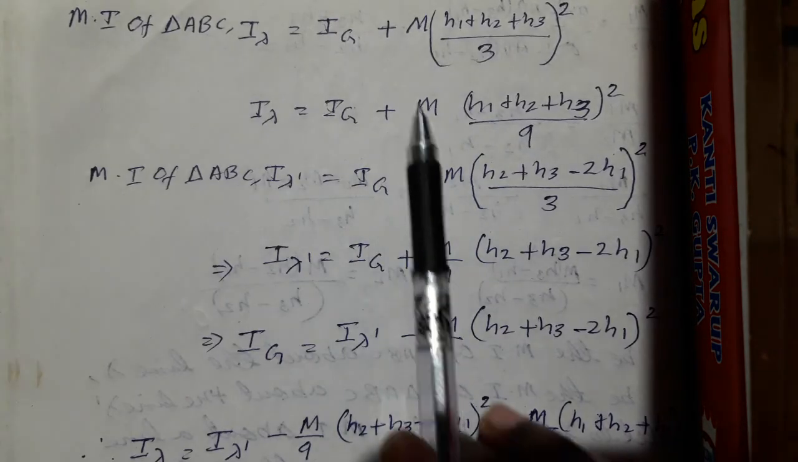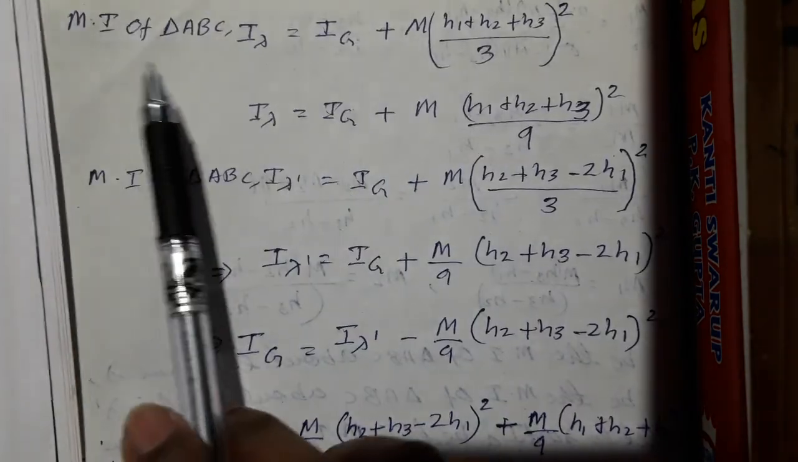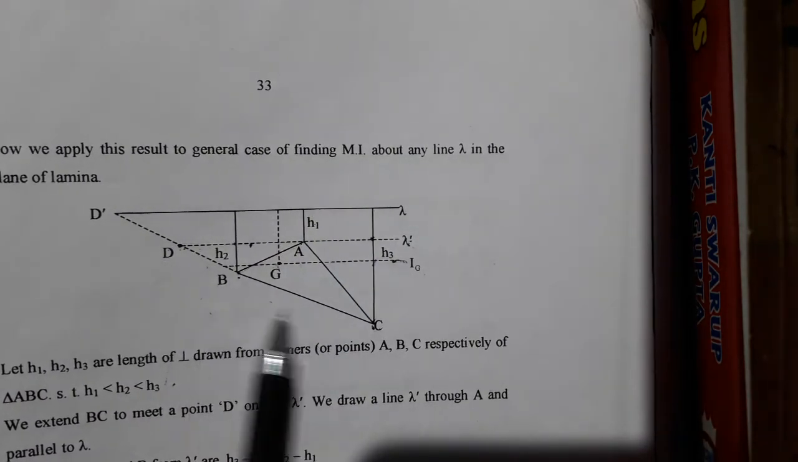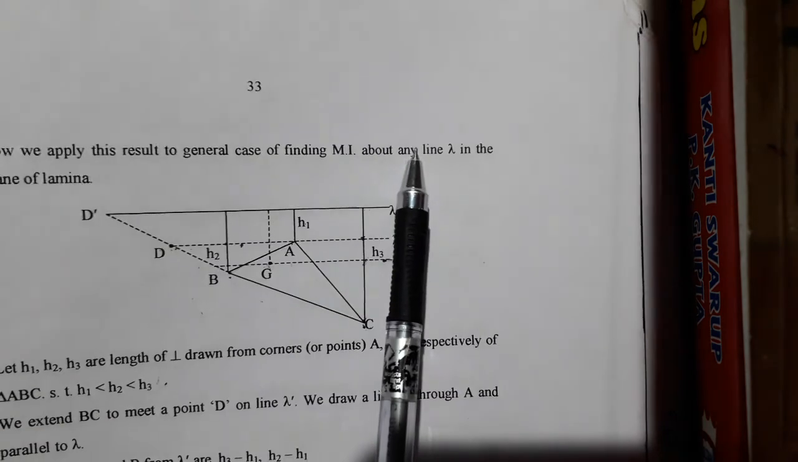So you get here, sorry. We are trying to find the moment of inertia of this triangle ABC about the line I lambda.